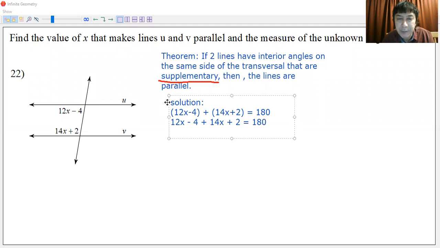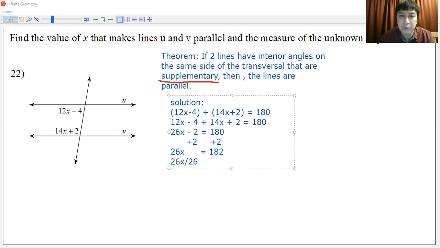All right, combining like terms, we have 26x for the x terms, and negative 4 and positive 2 results to negative 2 there. And this equates to 180. Add 2 to both sides now. So the left side is 26x, the right side is 182 there. Is it divisible by 26? 26x divided by 26 is 182 divided by 26.